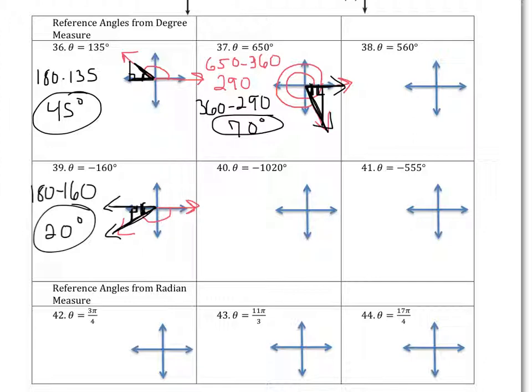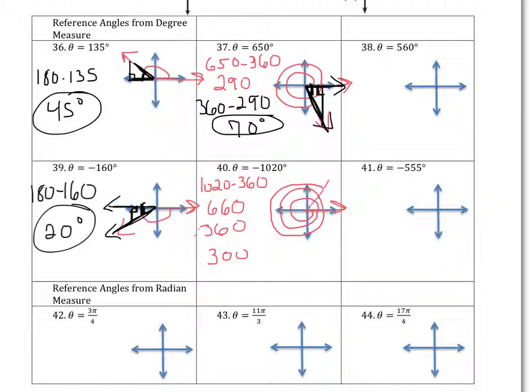Okay, let's start it again. So we're starting here at the initial side, always on the positive x-axis, and we're going to go negative. So I go negative 360. So let's see, 1020 minus 360. Let's see how far we have to go. So I subtract that, I get 660 left. So, okay, let's go one more time around. So subtract 360 from that, and I get 300 degrees. So from here, I go 270, 300. So I am over on this side.